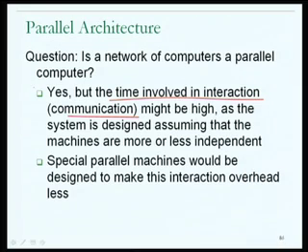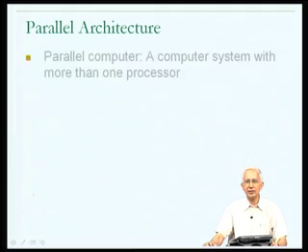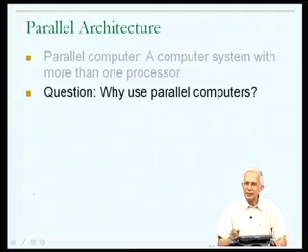So while one could think of a network of computers as a parallel computer, and one could in fact write parallel programs to run on a network of computers, there are, and many of you are aware of, special purpose parallel machines on which the parallel programs can run much more effectively, because the parallel machines have been designed to make the inter-process communication or the interaction between the different parts of the parallel program as low overhead as possible. Okay, now another question which will arise in your mind is, why use parallel computers? Why are we studying about parallel computers? And I'm going to just mention 2 reasons.